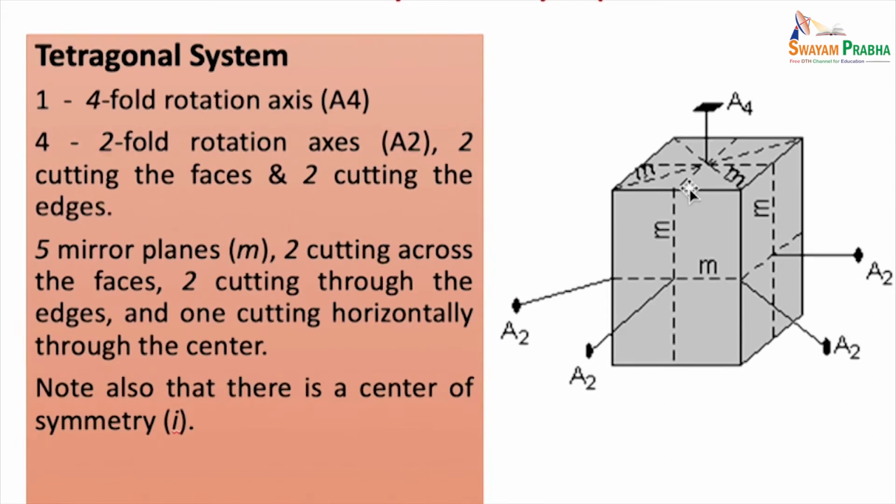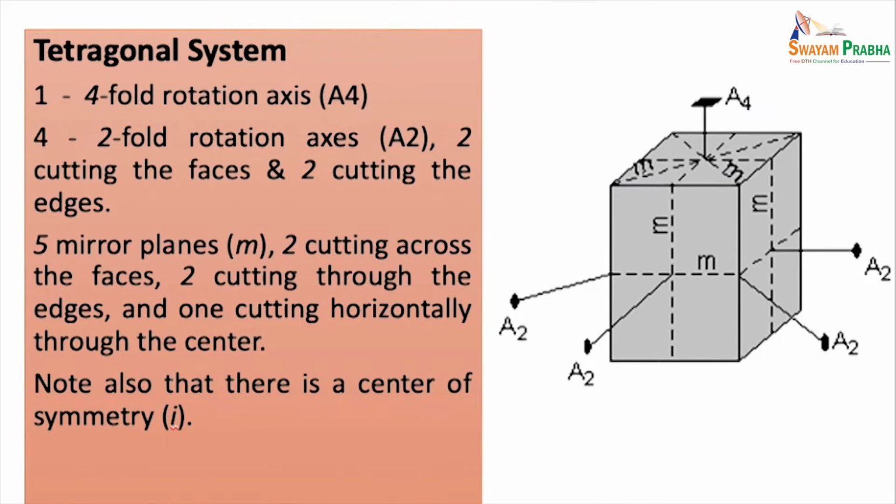There are also mirror planes. How many mirror planes are there? 5 mirror planes are there: 2 cutting across the faces, 2 cutting through the edges, and 1 cutting horizontally through the center. There is also a center of inversion. In this way, we can find out the symmetry elements and the symmetry operations which are present in any crystal.